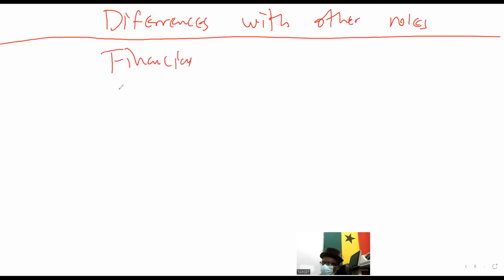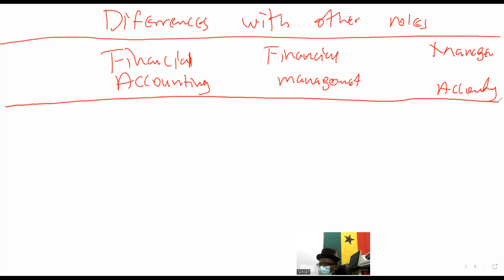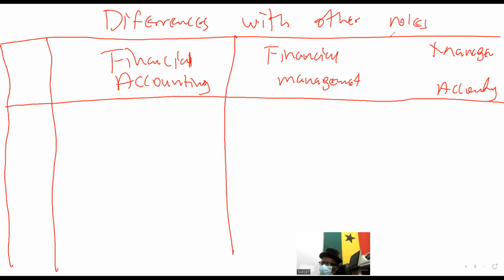Start with financial accounting. Go with financial management. And go with management accounting. So what do you think will be the difference? List them here for us. So please copy and complete this table for me.